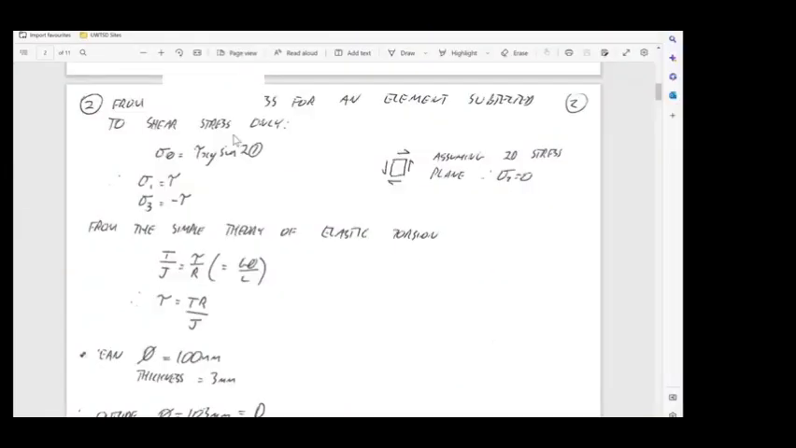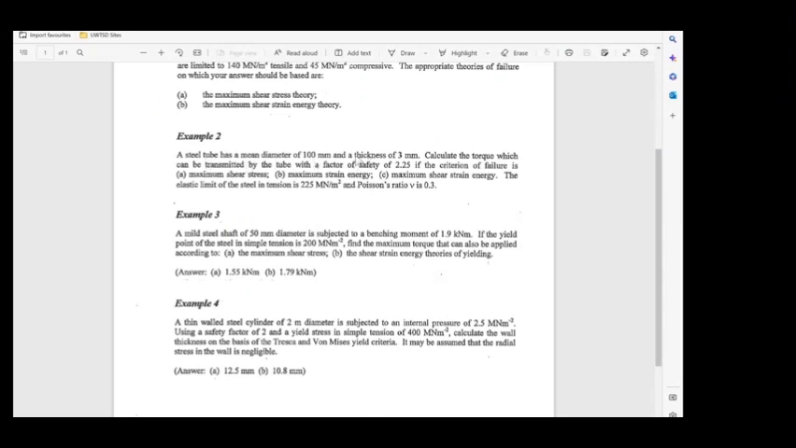So question number 2 says we've got a steel tube, mean diameter and thickness 3 mm. Calculate the torque which can be transmitted by the tube with a factor of safety of 2.25 if the failure criteria is the maximum shear stress failure criteria, and the maximum shear strain energy criteria. The elastic limit of the steel in tension is 225 megapascals, and Poisson's ratio is 0.3. Again, we're told what the limit is in stress in this simple one-dimensional test. What we now need to do is to calculate what the principal stresses are and then use these failure criteria and compare the values for the weighted average calculated from those different failure criteria to this number, which we're told in the question.